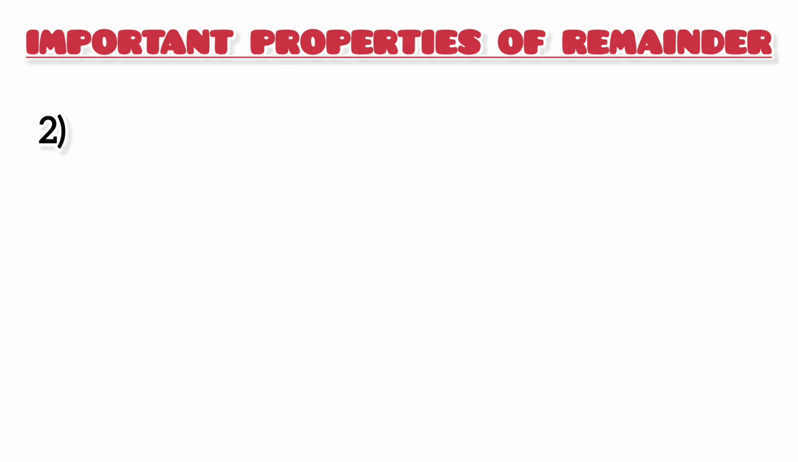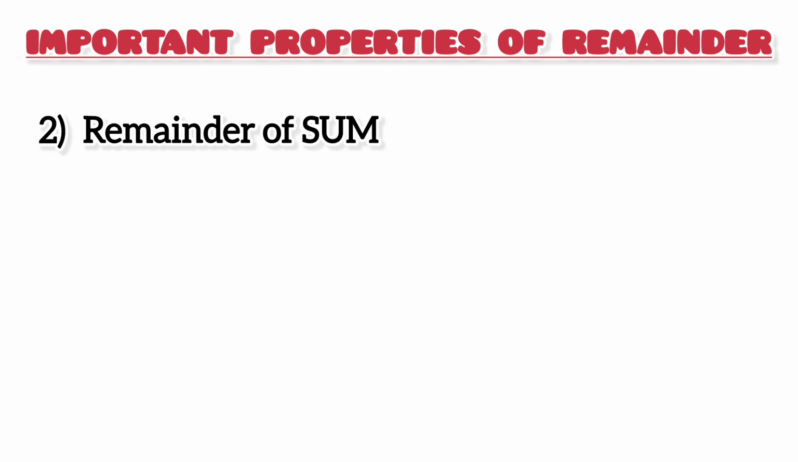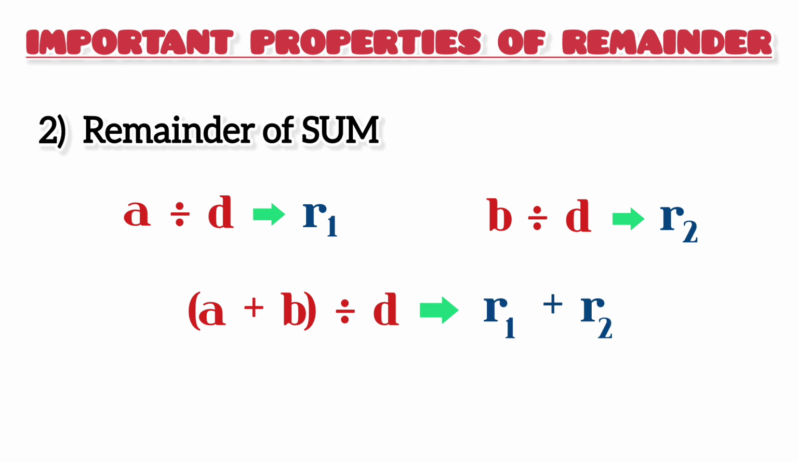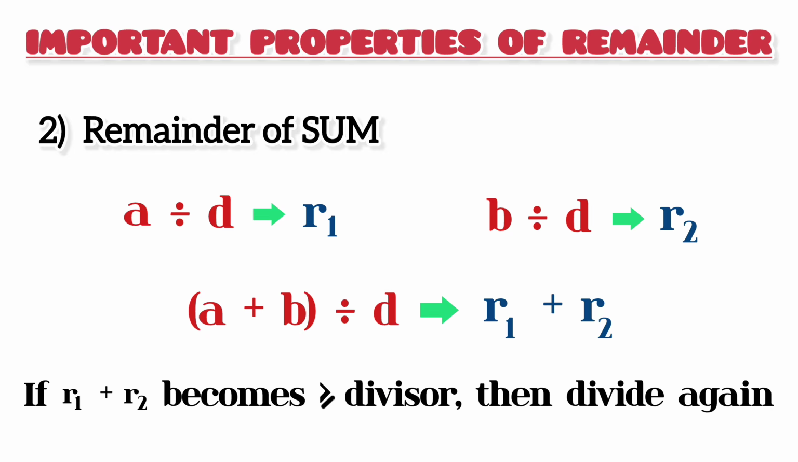The second property of remainder is the remainder of a sum. If there are two numbers a and b, which when divided by the same divisor leave the remainders r1 and r2, then a plus b will leave the remainder r1 plus r2. If r1 plus r2 becomes greater than or equal to the divisor, then divide again. These concepts are better understood with a question.